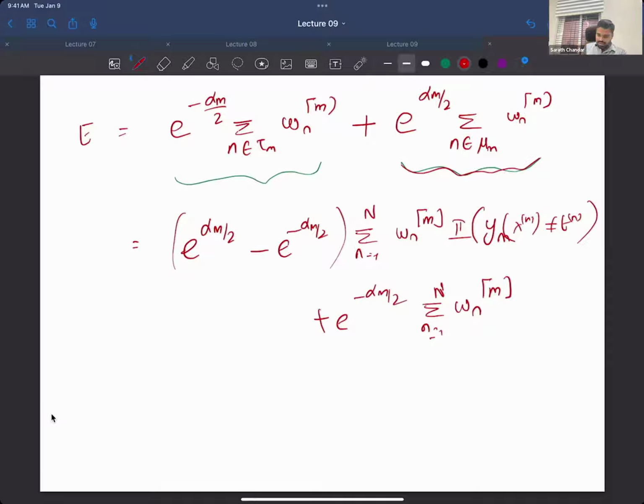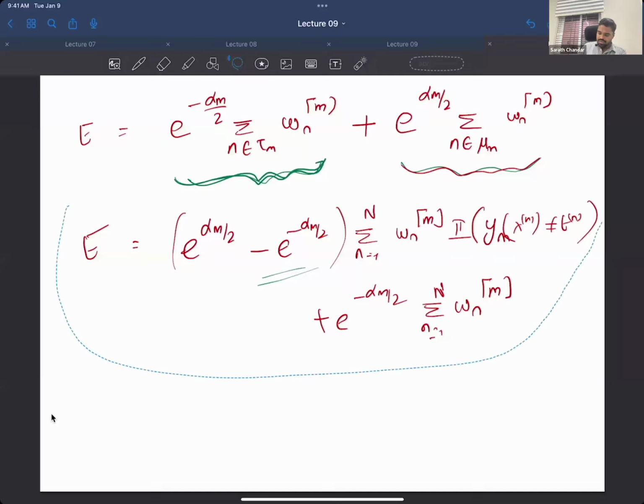So what have I done here? With this first term, which was just for correct examples, I also added the incorrect examples. Which means I should subtract it back, which is what I'm doing with this. So I'm doing plus and minus e power minus alpha m by 2, basically. With this trick, we have an error function which looks something like this. This looks like a complex error function, but it is not.